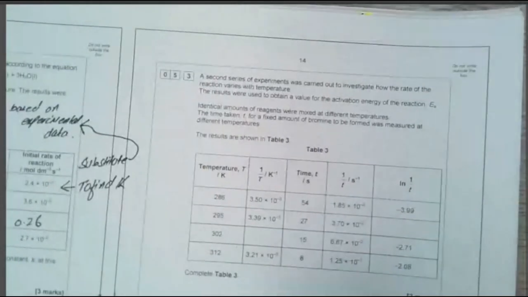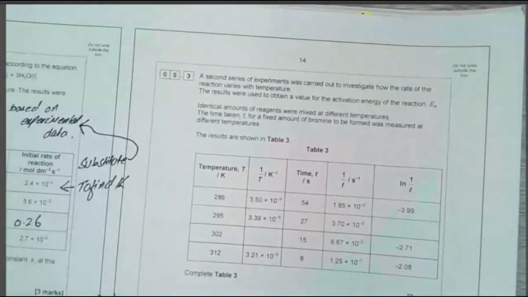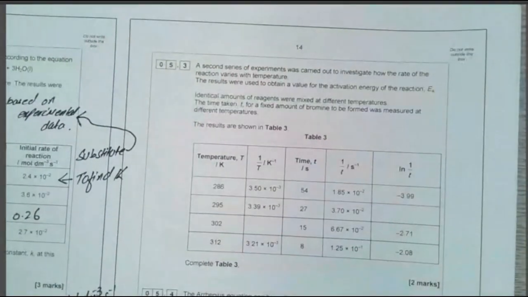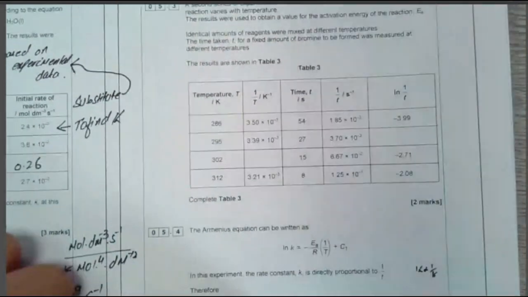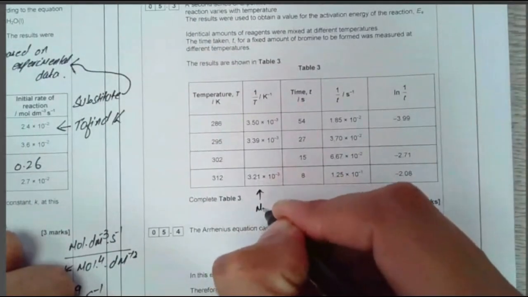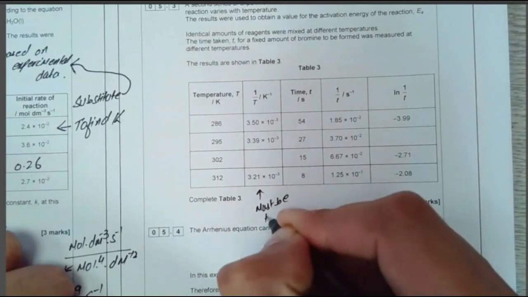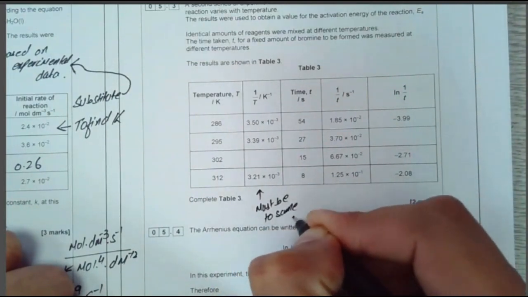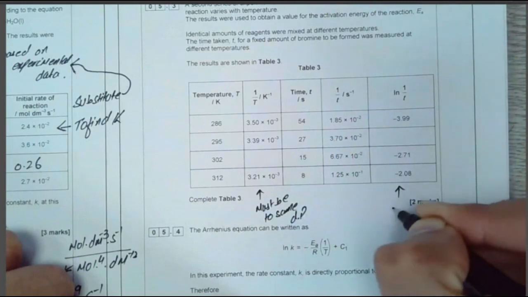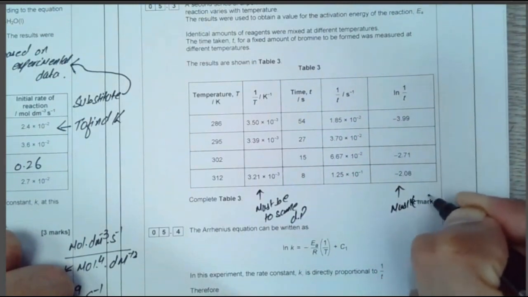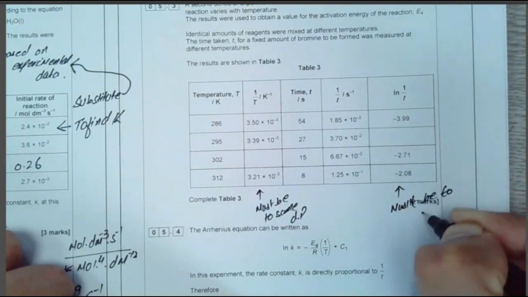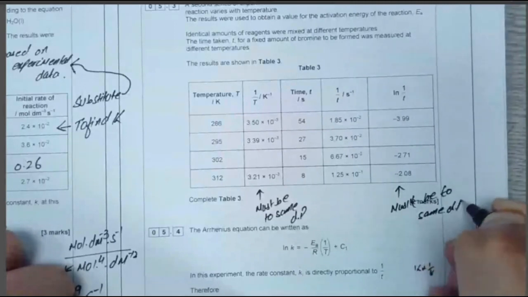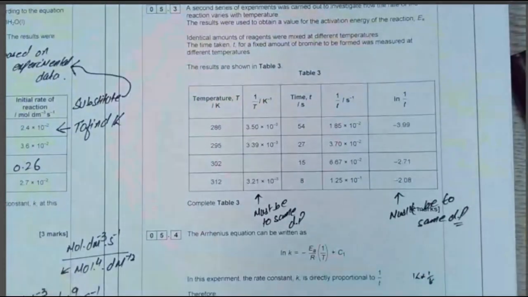On the next section, what they are doing is collected some more data at different temperatures. And they want us to complete the table. So you have to remember they must be to the same dp. These ones must be to the same dp, you must round them very carefully.